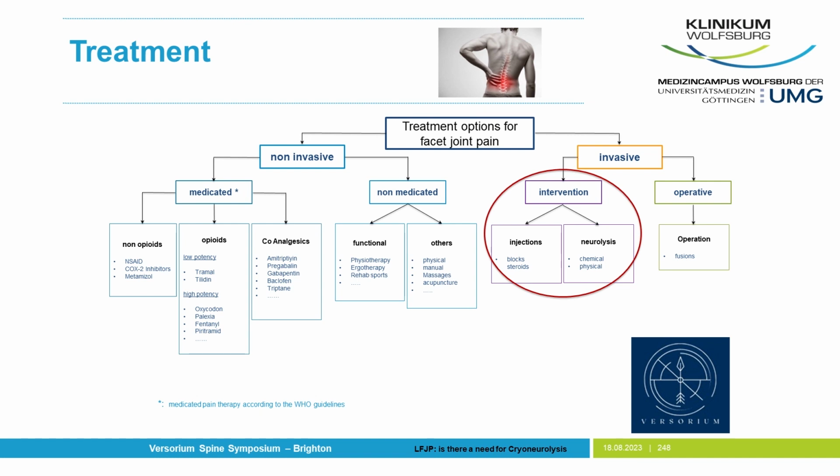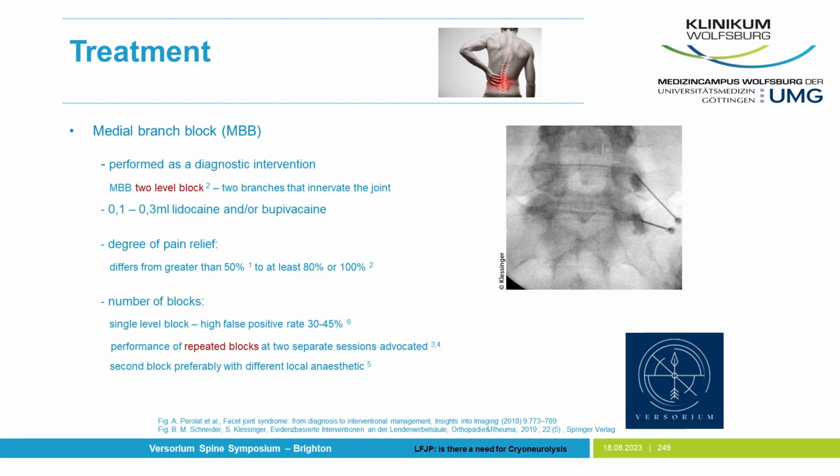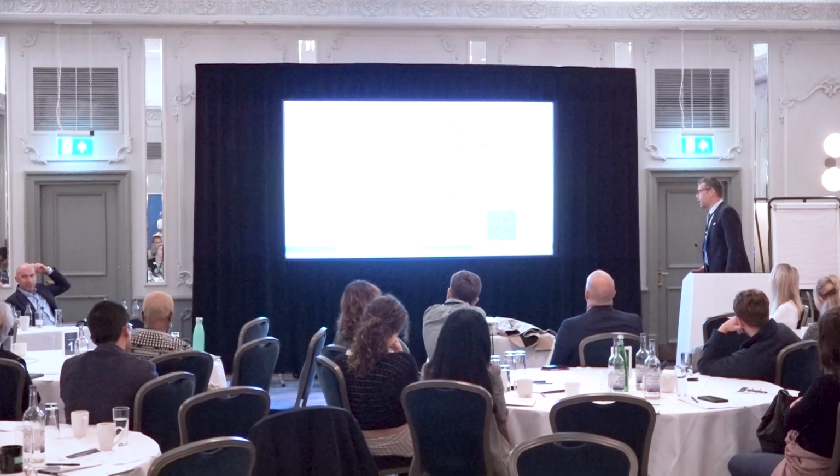Here's the possibility to do a diagnostic intervention when you want to treat the facet joint pain further. You have to do a medial branch block. It's a two-level block. You recommend to do it with lidocaine or bupivacaine. There should be pain relief from at least 50% to maybe 80 or 100%. It differs. Even for the number of blocks, there are a lot of studies which did single-level blocks.